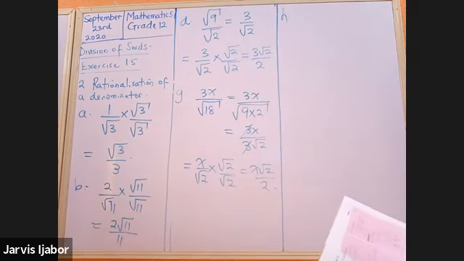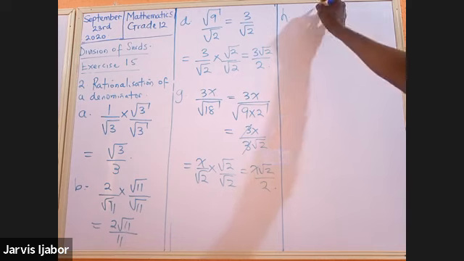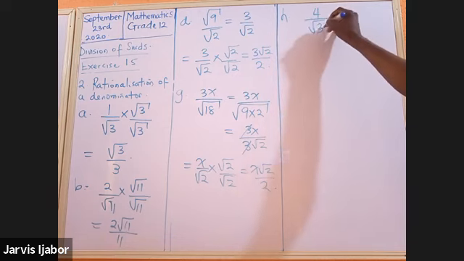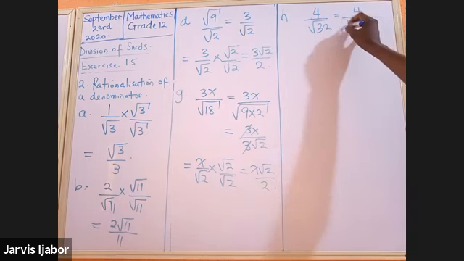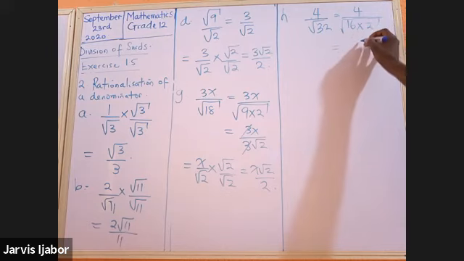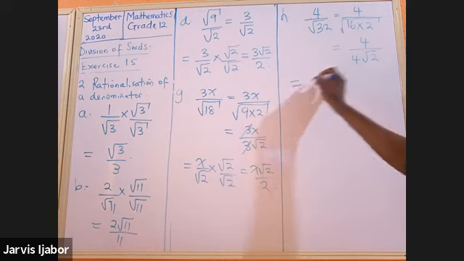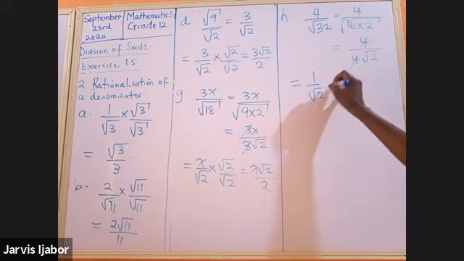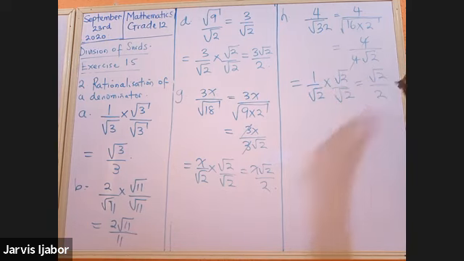In H, there seems to be another idea being played with here. 4 root 4 over root 32. This will now be 4 over the square root of 32, which is 16 times 2. That will give you 4 over 4 root 2. Are you seeing that? So this will now mean 1 over root 2 times root 2 over root 2. And that will give you root 2 over 2.